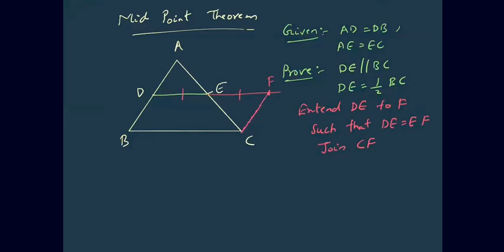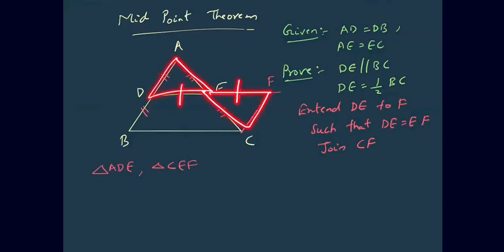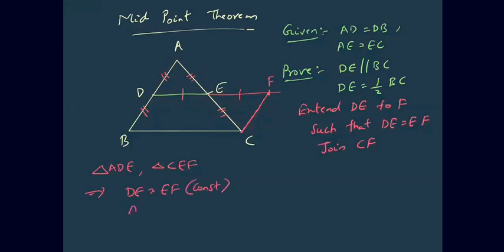Now, since AD is equal to DB and AE is equal to EC, this is given to me. So if you see the triangles ADE and CEF, I can see that these two sides are equal, and these two sides are equal because it is given, and these two angles are equal because these are vertically opposite angles. So these two triangles are congruent by SAS property. So DE is equal to EF, this is our construction, and AE is equal to EC is given to us, and angle AED is equal to angle CEF, since these are vertically opposite angles. So then we can say that these two triangles are congruent.